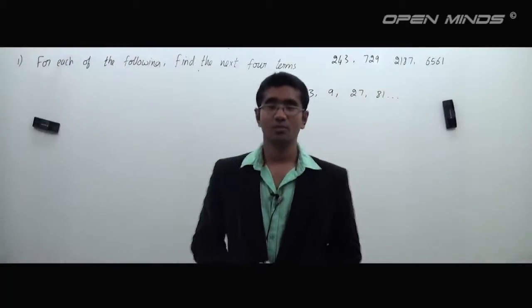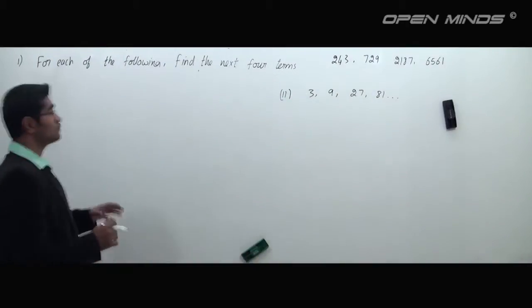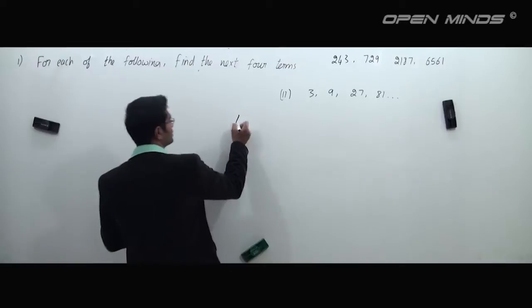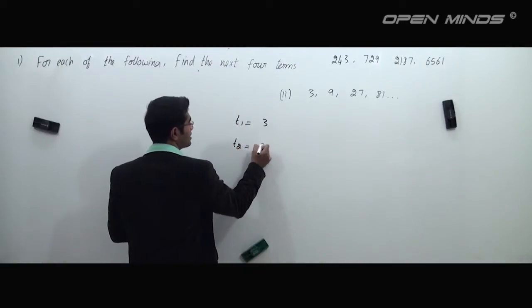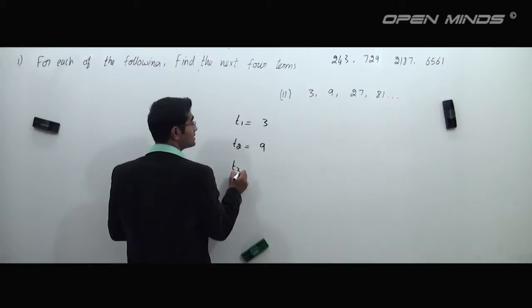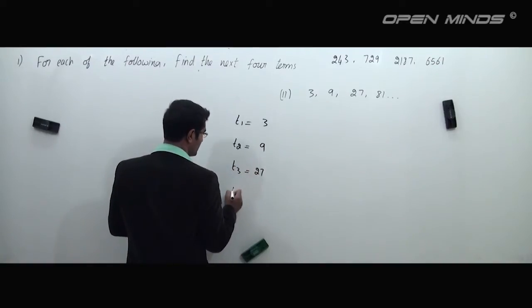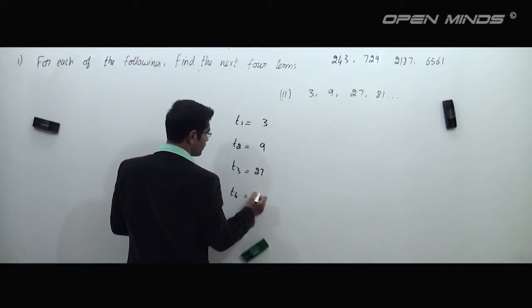So let's work the next problem here. Pretty simple again. Let us first write them as, say, T1 is 3. Okay, what is T2 then? That's 9. All right, T3 is 27, given to me, and T4 is given as 81.